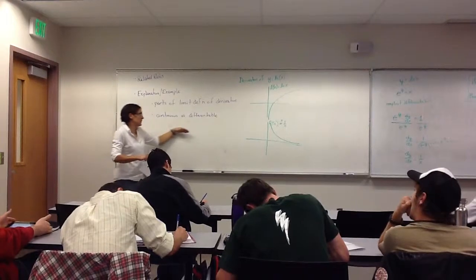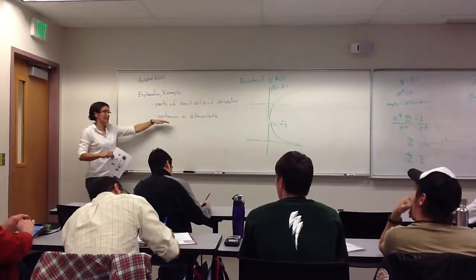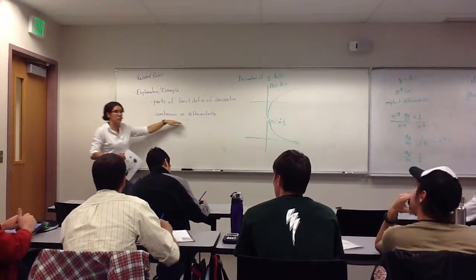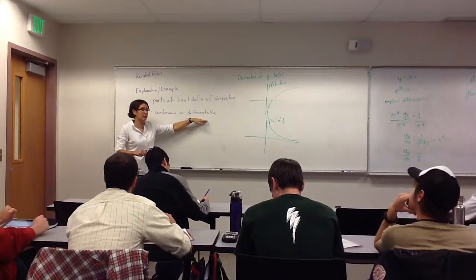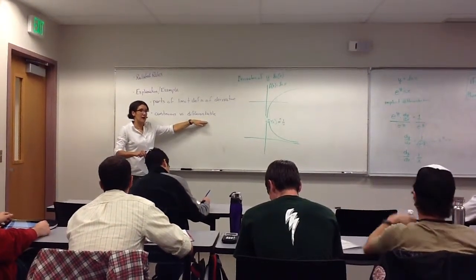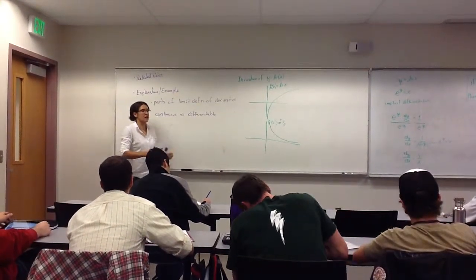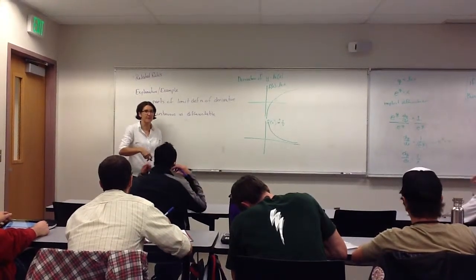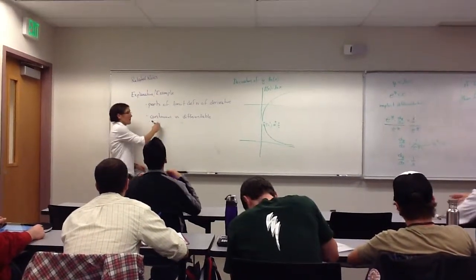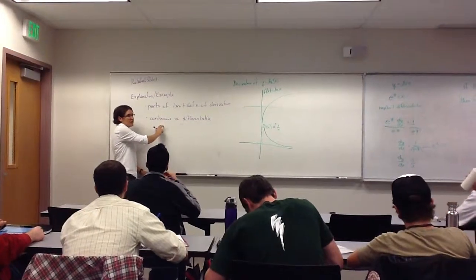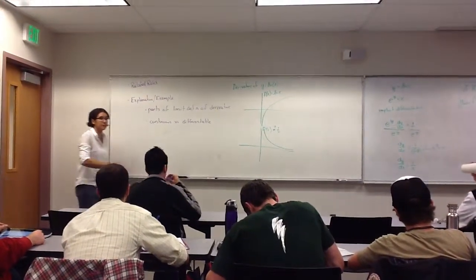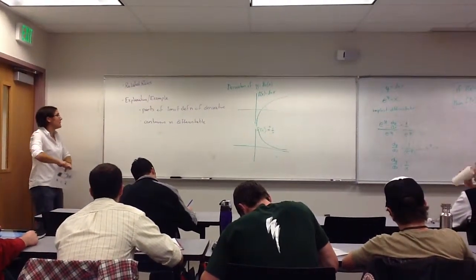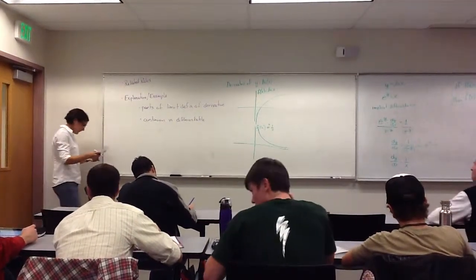Or I might ask you to draw a picture of a function that is not continuous but is differentiable. And if I ask you to do that, then you should smile and write down on your paper, none exist. Okay? So there's never a function, if a function is not continuous, then there's no way it can be differentiable. Okay, so that's your explanation/examples.